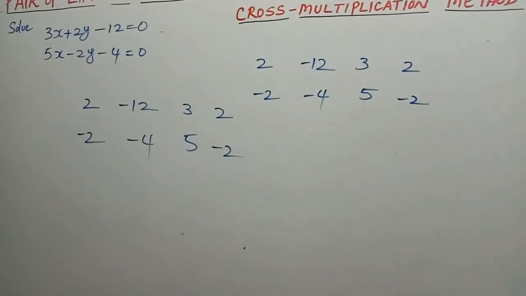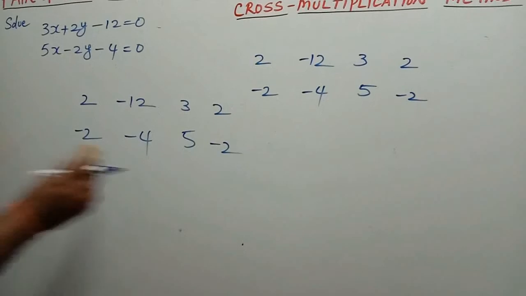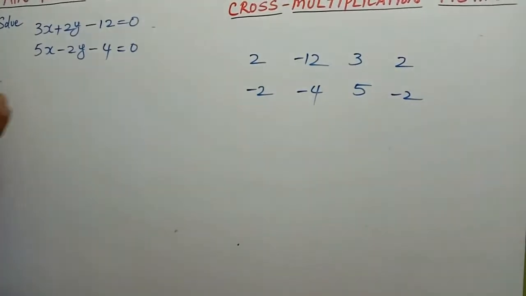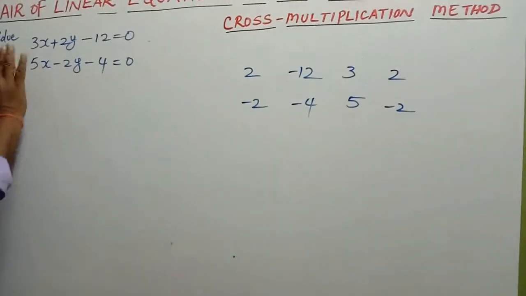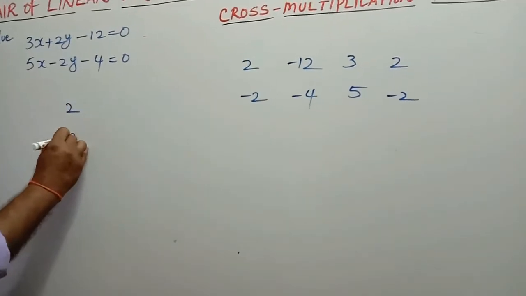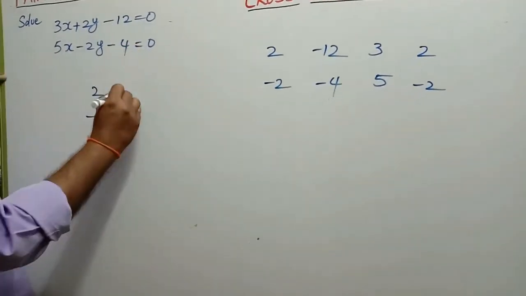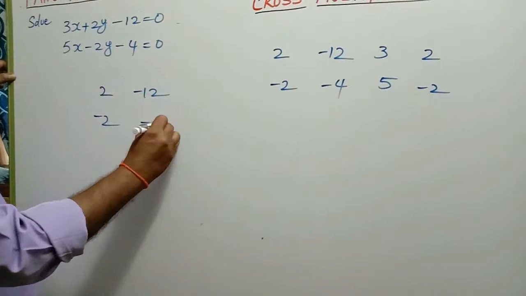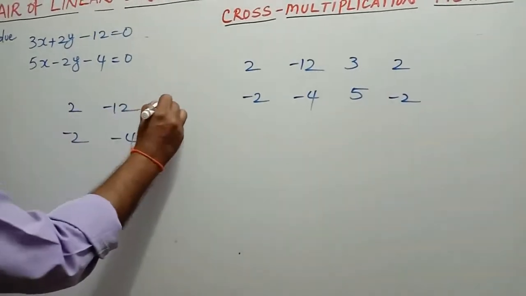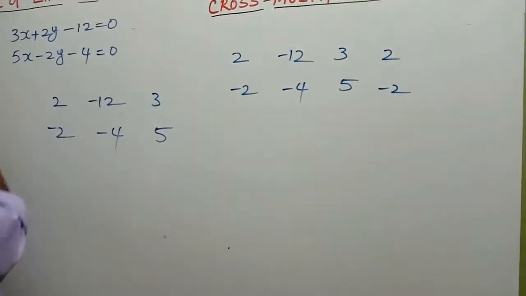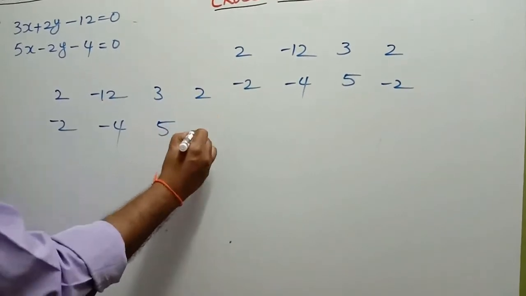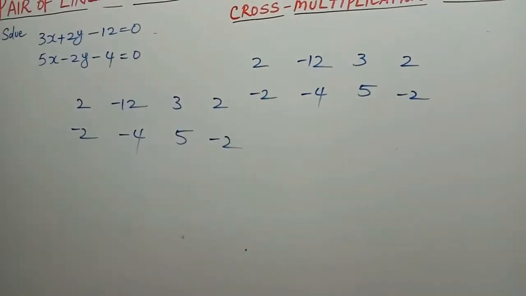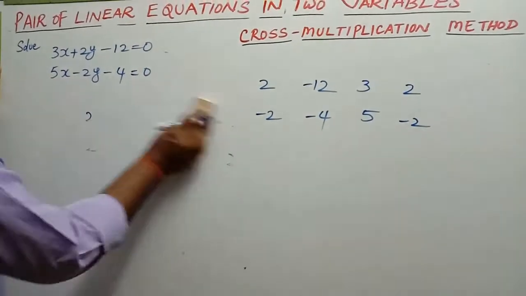Once again I am explaining. First, forget about the x coefficients: 2, minus 2. Next, my constants: minus 12, minus 4. Now the x coefficients: 3, 5. Again the starting terms come the same way. Okay, now we have to write like this.